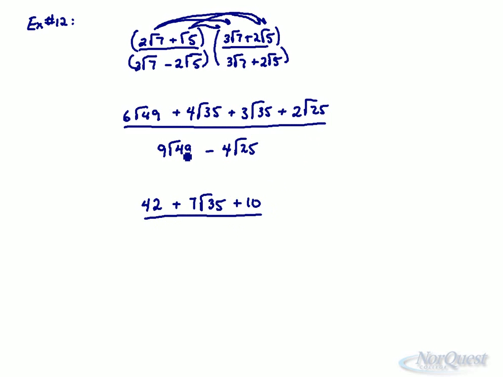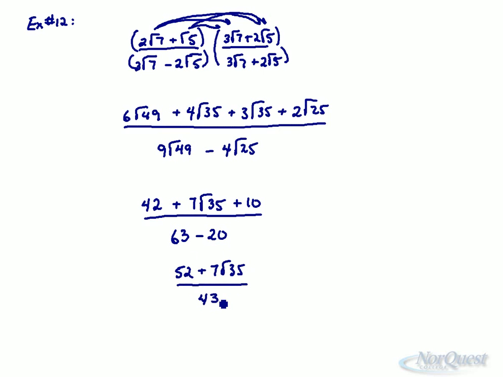On the bottom, square root of 49 is 7. 9 times 7 is 63. Square root of 25 is 5. 5 times 4 to give you 20. Collect like terms even further. 42 plus 10 is 52 plus 7 root 35 over 63 minus 20, which is 43.